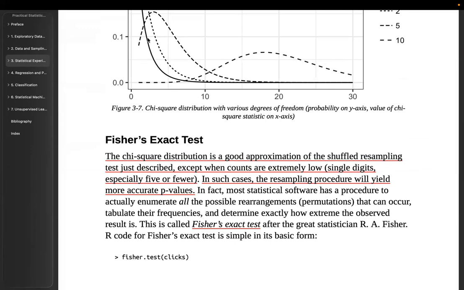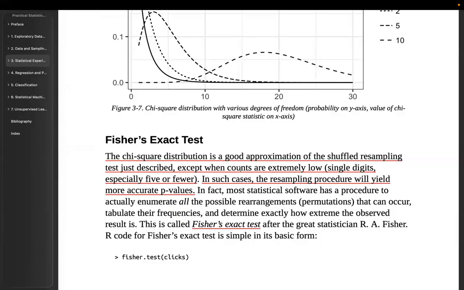It's a good approximation. You saw that, right? Quickly, without doing much computation. All you need to figure out is the DF, which is R minus 1 times C minus 1. Very simple. And it's a good approximation to the shuffle resampling test as described in Matiko.